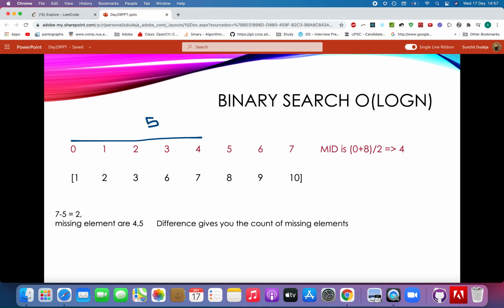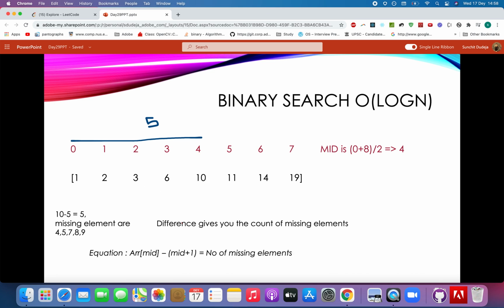Let's walk through another example. Here we have multiple elements missing, 4 and 5. So what is the middle element? The middle element is 7. 7 minus the number of elements that would have been there up to the middle position, which is 5. So 7 minus 5 is 2. So again, the difference gives you the count of missing elements.